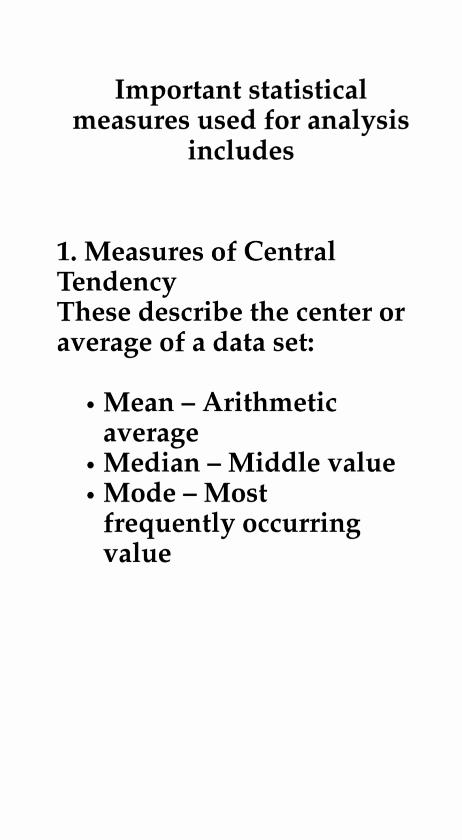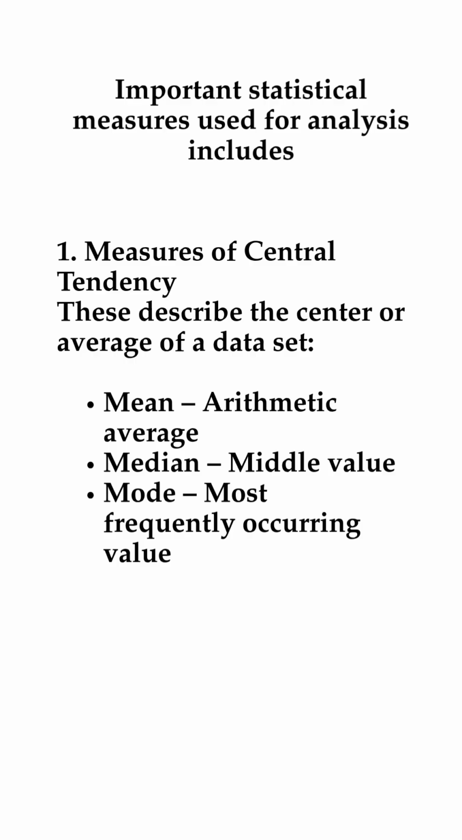Next, the important statistical methods used for analysis. The important statistical methods mainly used for analysis include measures of central tendency, which mainly involve mean, median, and mode. These are the three important measures coming under the measures of central tendency.